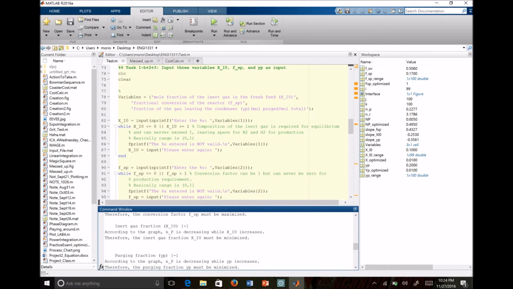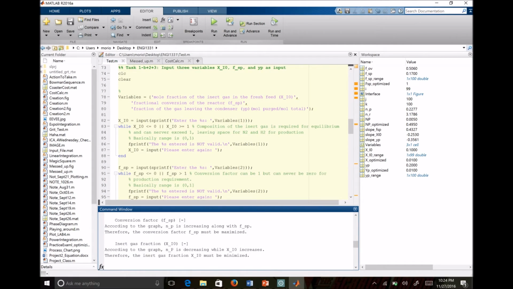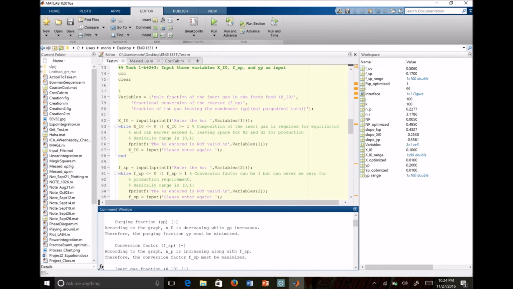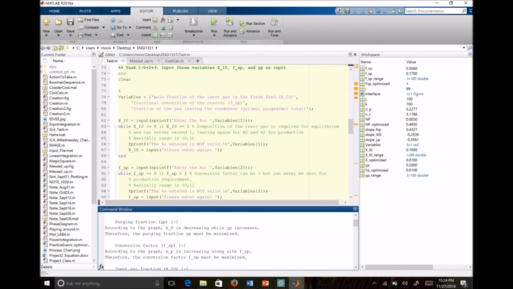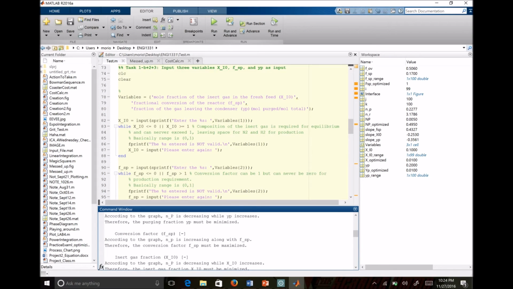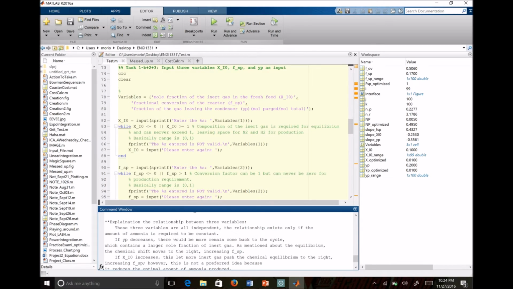Look at this. Task 3 asks you what the relationship is. So I say, according to the graph, NP is decreasing while YP increases, therefore the purchasing fraction YP must be minimized. Basically, it's telling you the relationship between these, so you can see the graphs, and then it tells you over here the answer. And then later you have the explanation of the relationship between the three variables.